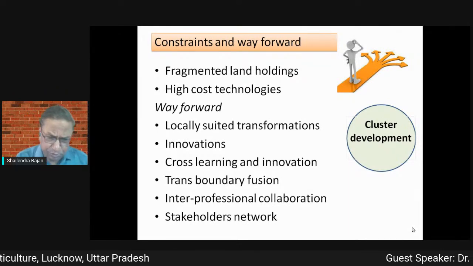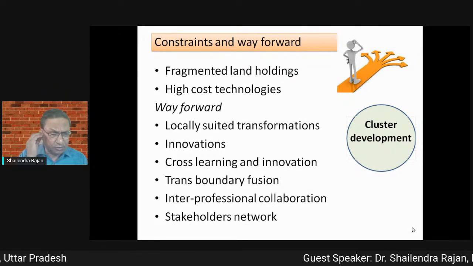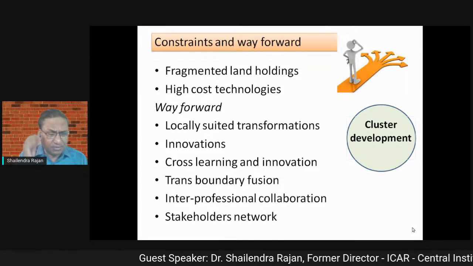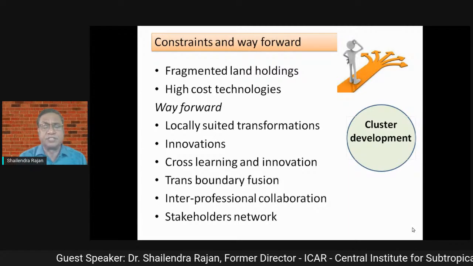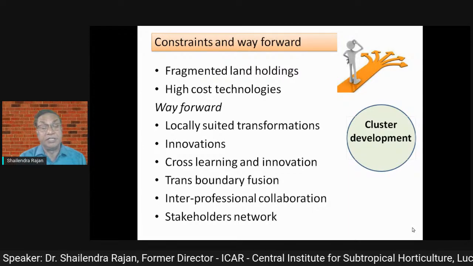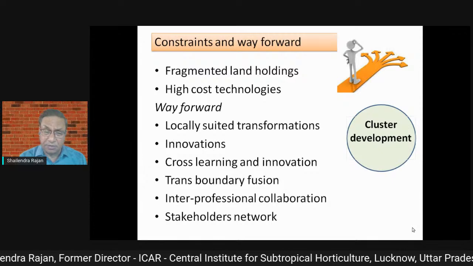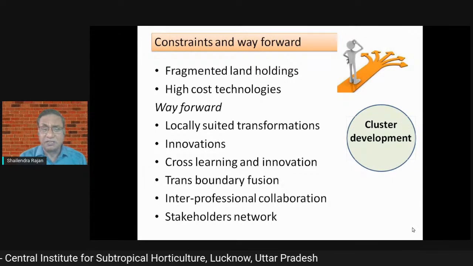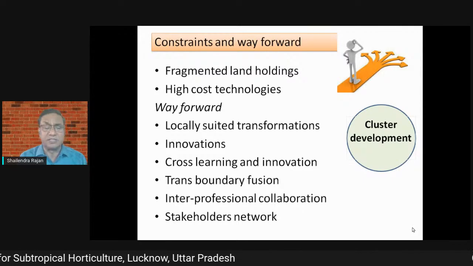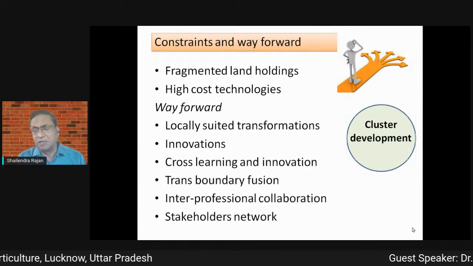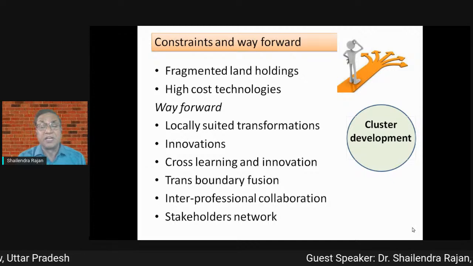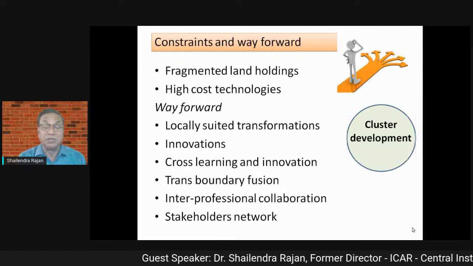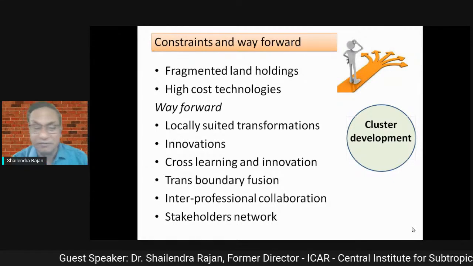Then transboundary fusion is also important for these technologies, and this will find place, and interprofessional collaboration will be there. Initially, specialists in different areas were not coming together, but now the electronics person, the horticulture man, the physiologist, the breeder come together, and we can't imagine who is going to become part of the team that will come up.